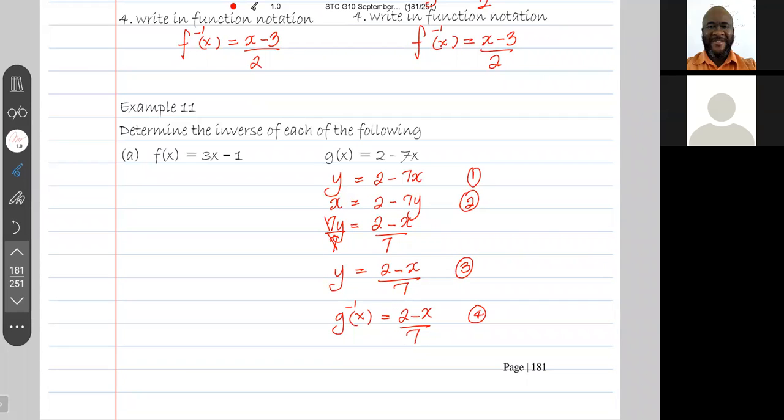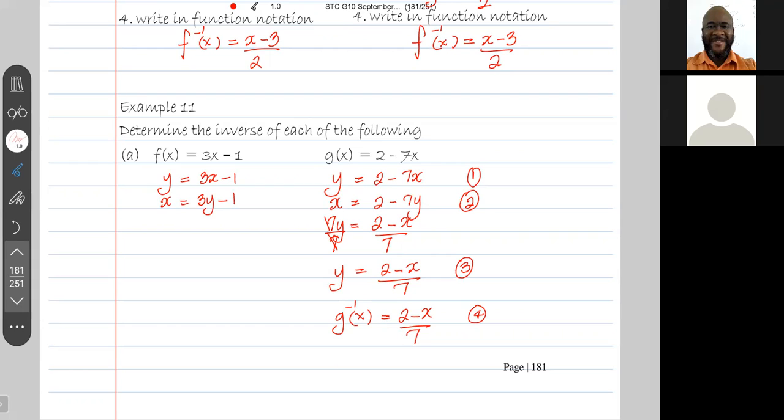All right, so let's find the inverse of f. Remember, when we're finding the inverse of a function, it's 4 steps. So step 1 is to take out f of x and say y is equal to 3x minus 1. Now, step 2 is to interchange x and y. Wherever you see x, you put y. Wherever you see y, you put x. So at step 2, we have x is equal to 3y minus 1.